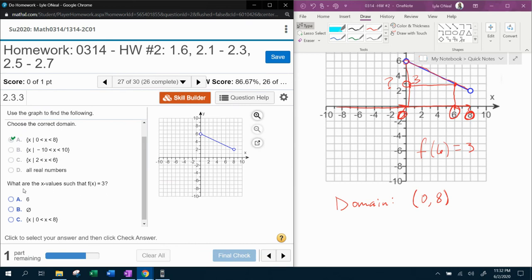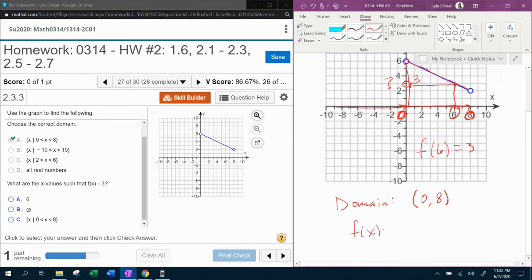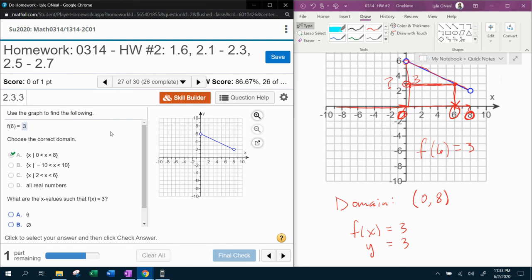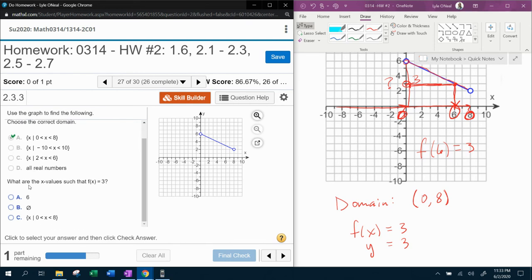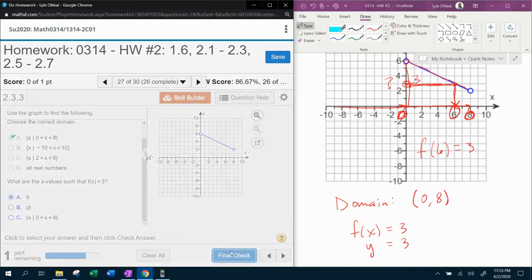And there is one more problem. It says, what are the x values such that f of x is 3? Remember that f of x means y. So again, in a sense, they're saying, when is y 3? Well, we can go to where y is 3. We're going to go over to where we hit the graph, and then we're going to go down to see what x is. This isn't very exciting. It's actually the same as part A of this problem. The y value is 3 when the x value is 6.